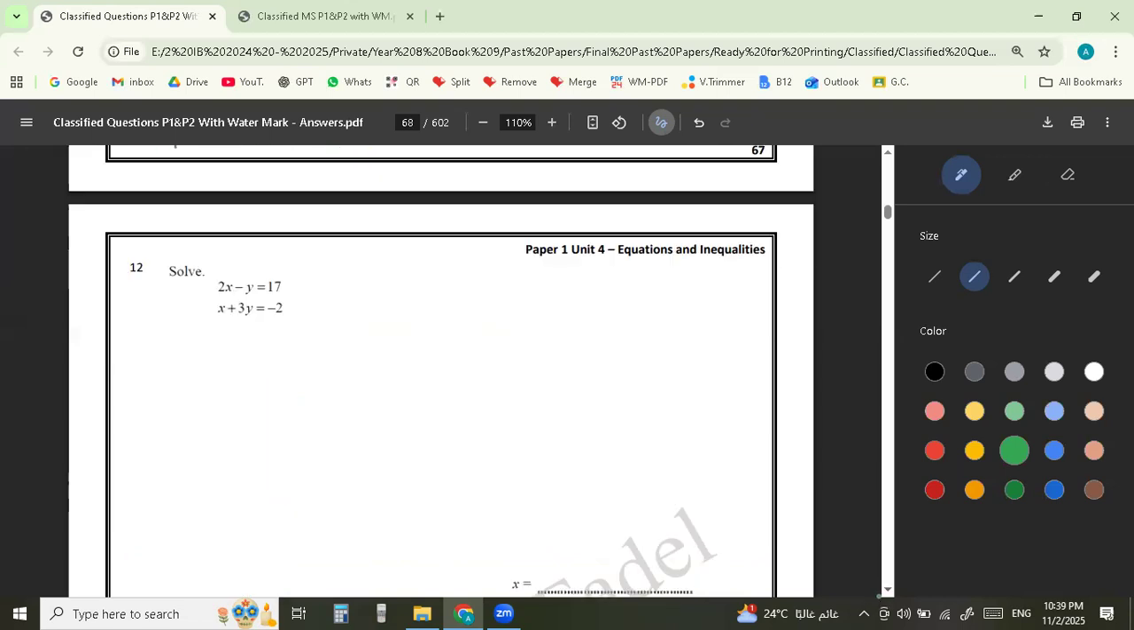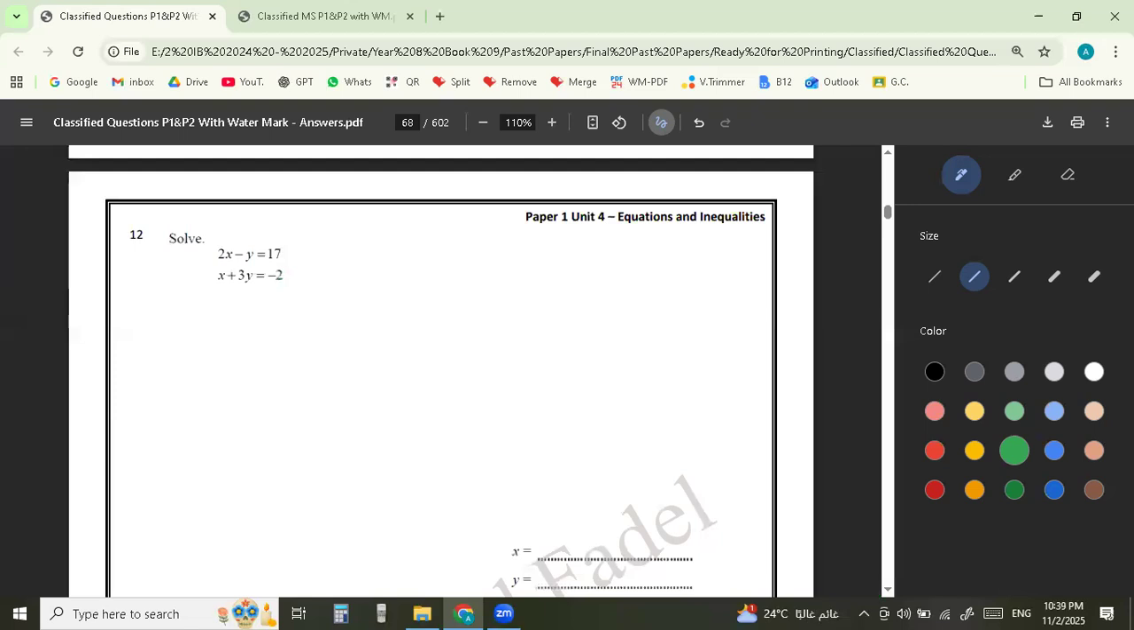Simultaneous equations. No problem, mister. I'm going to split the page into 3 sections. Here, I'm going to multiply the first equation by 3 to eliminate the y, or to get the y ready for elimination. So here, that's what I'm going to do. I'm going to multiply the first equation by 3. So it is going to be 6x minus 3y equals 17 times 3 is going to give you exactly 51. The second equation remains the same.